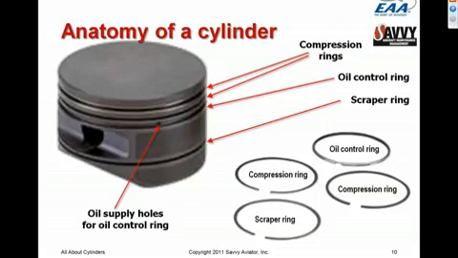Take a look at a cylinder for a minute. Most of our engines, except the very small ones, have 4 rings. The top 2 rings are compression rings, and their job is to provide a gas seal for the combustion chamber to prevent combustion gases from getting down into the crankcase.